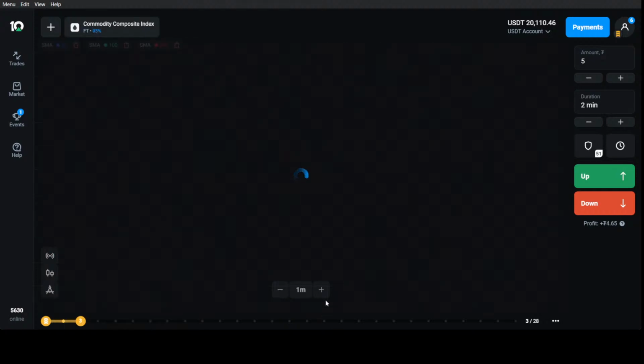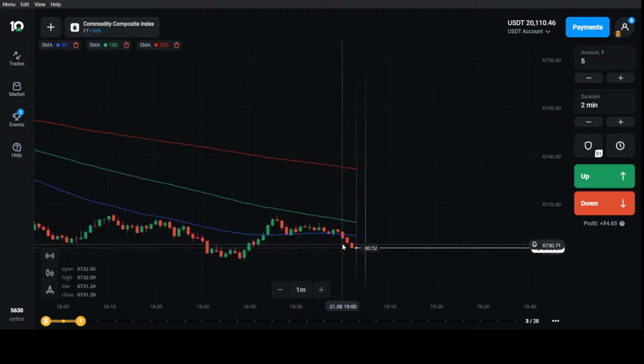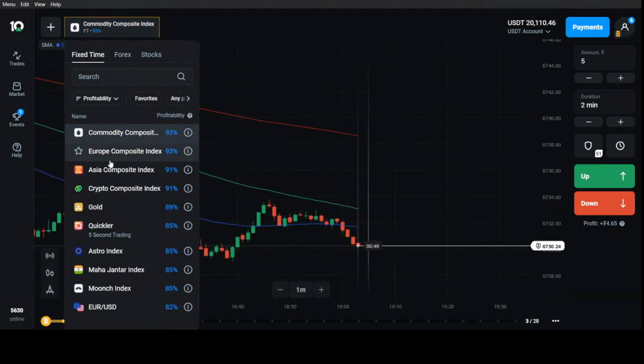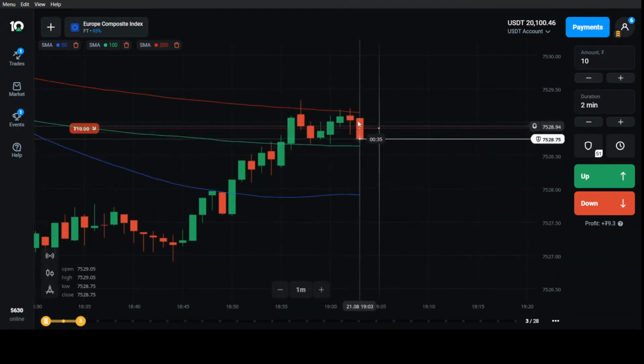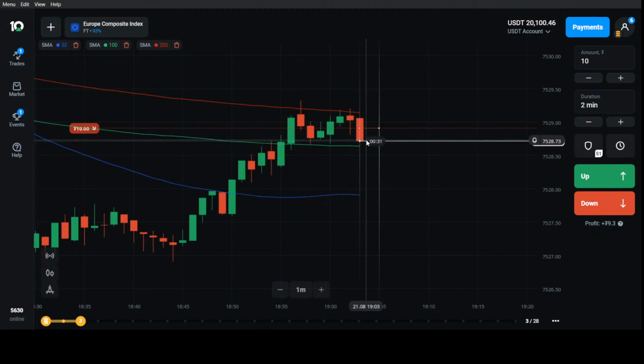So basically, whatever graph, whatever time frame you follow, your trade time should always be double or triple of your graph time. If it's 2 minutes, here also we have a signal. Let's make a $10 trade here and see how this goes. It's a down signal because you see the candle intersected, now it is coming back. So I have made a trade here.